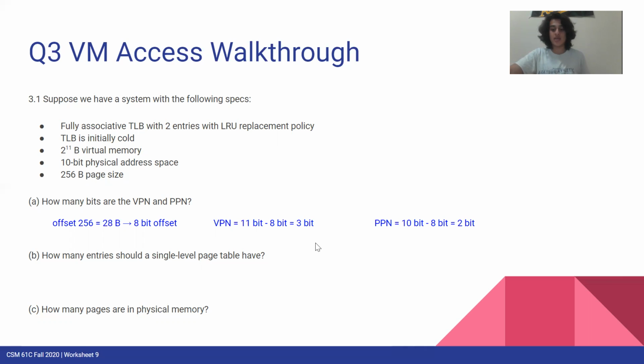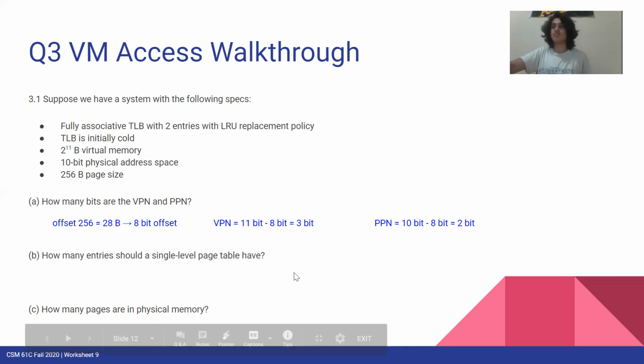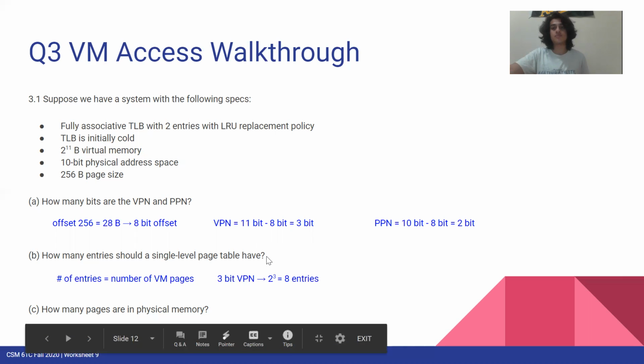So how many entries should a single level page table have? Remember, a single level is where we don't continually map, so we only map it once. Our virtual page numbers just map to some entry there, so it corresponds to how many total virtual page numbers a page table can correspond to. And since our virtual page number is 3 bits, it can have 8 different entries.